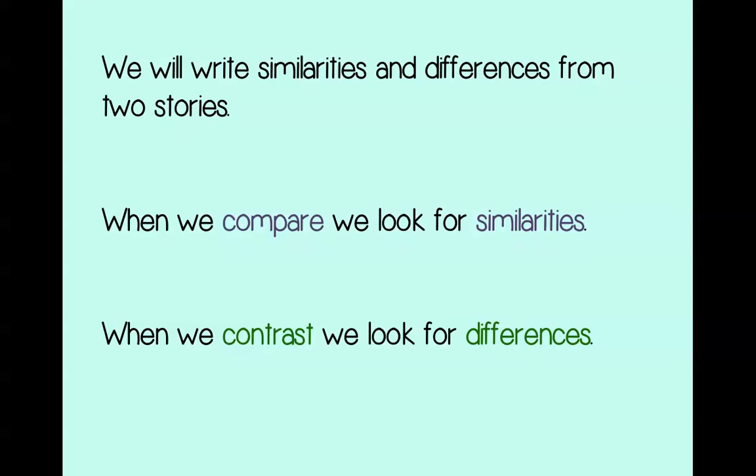So let's look at our objective. Our objective is we will write similarities and differences from two stories. Now, we're going to read two different literary stories, and those are make-believe stories. And they have all of our literary elements, which we'll discuss in just a few minutes. So let's go ahead and review some of our vocabulary words.